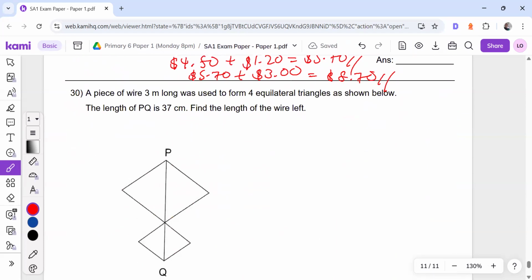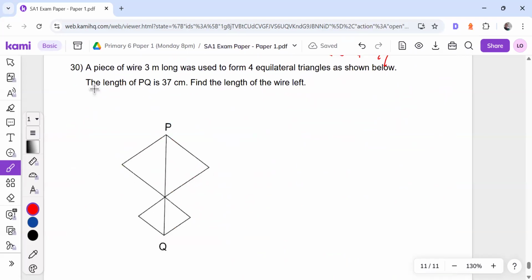Okay, now question 30. A piece of wire 3 meters long is used to form four equilateral triangles. It means all the sides are equal, and PQ is 37 cm. What is the length of the wire left? Where is PQ? This is PQ, which is 37 cm. And what's the answer? The answer is 115 centimeters. Okay, maybe for Ruben later you stay behind about question 29. All right, I will talk to you about question 29. Okay, and those of you who also need to talk about that.